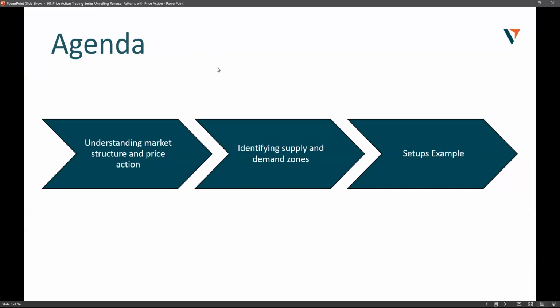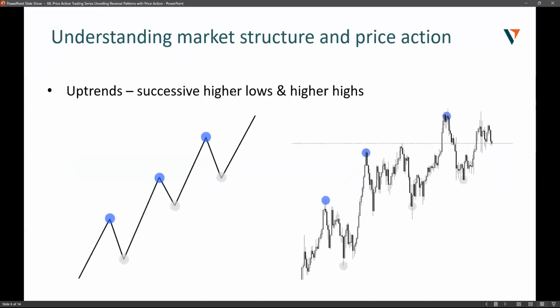Okay, so I'll just cover briefly first, for the benefit of those who are not familiar with market structure. I'll cover this so that we can understand how we can combine market structures in our analysis. The idea behind market structure is that there are three different types of market phases we can look at. One is an uptrend, another is a downtrend, and lastly we have ranging markets.